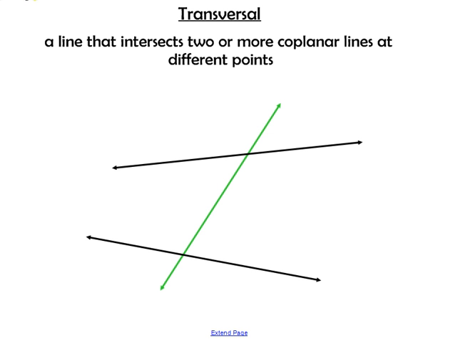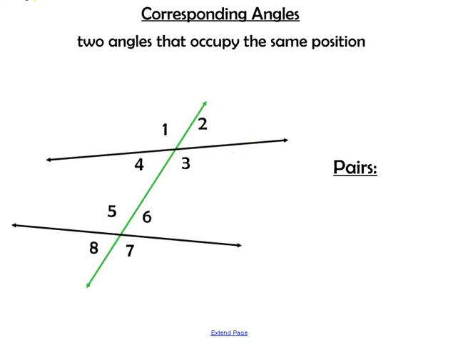Next, we're going to talk about what happens with the special angles when we have a transversal intersecting at least two lines. First, we have a term called corresponding angles, and these are angles that occupy the same position. Now, in terms of talking about position, I want you to think about it this way.